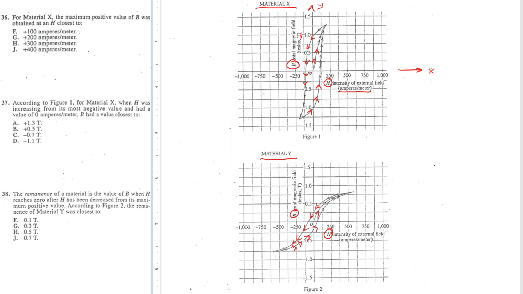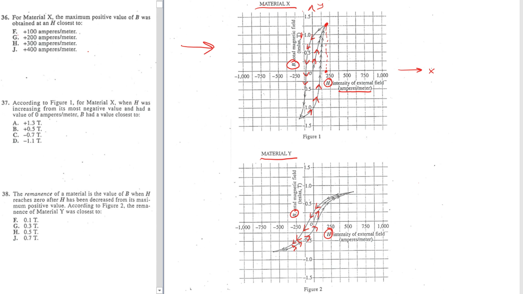The first one, for material X, so we're dealing with this graph here: the maximum positive value of B was obtained at an H closest to. What's the maximum value of B? Well, B's our y value, so that would be the highest point here. It's asking for the H value, or thinking of it as x and y axes, what's the x value? If you drop a straight line down from here, our answers are plus 100, plus 200, plus 300, plus 400. It's just before 250, so it's definitely closest to 200, and that is answer choice G.